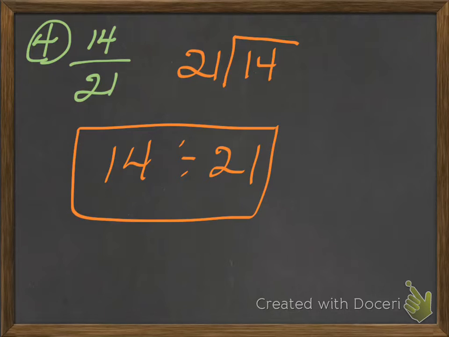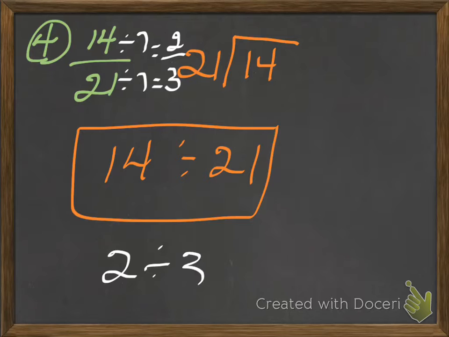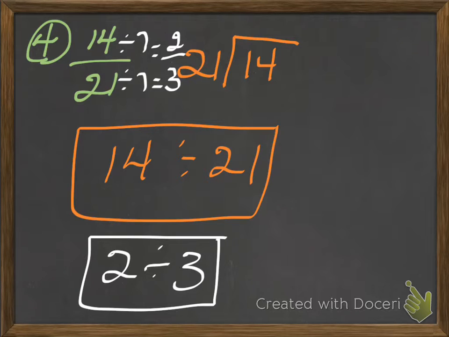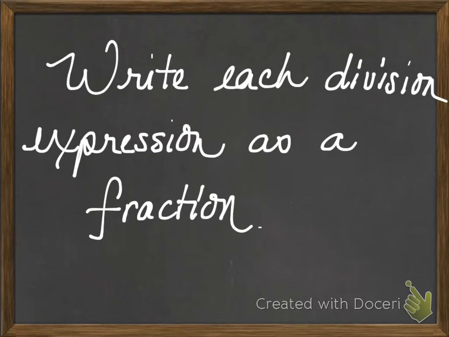Now, some of you might have gotten fancy and you might have simplified this first, by dividing by 7. And you could have done that and gotten 2/3, and then that would be 2 divided by 3. So either way is fine. This time you're going to write each division expression as a fraction. So you get the division, you change it to a fraction.